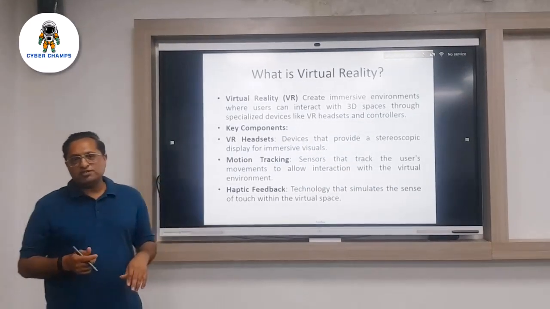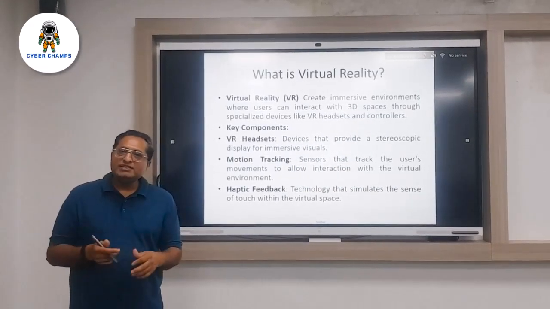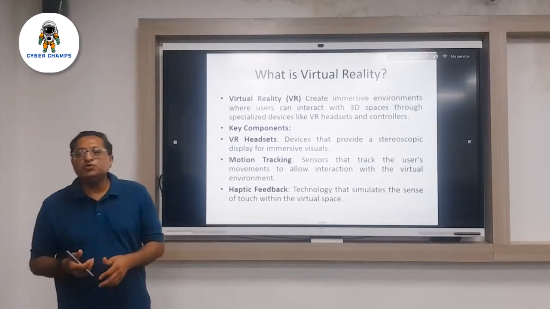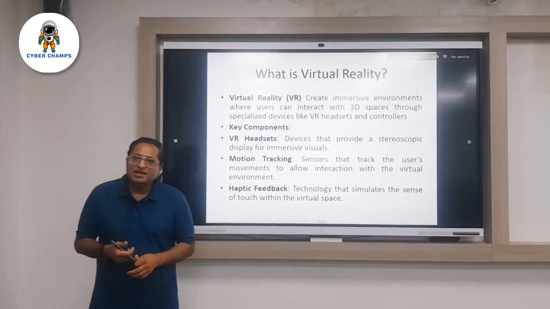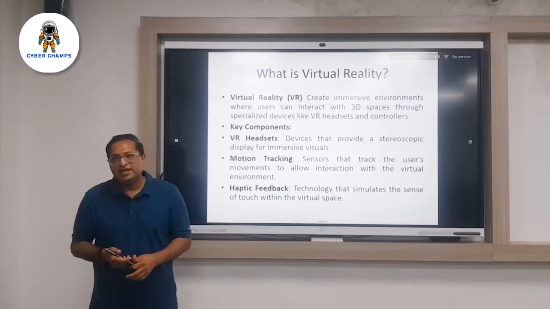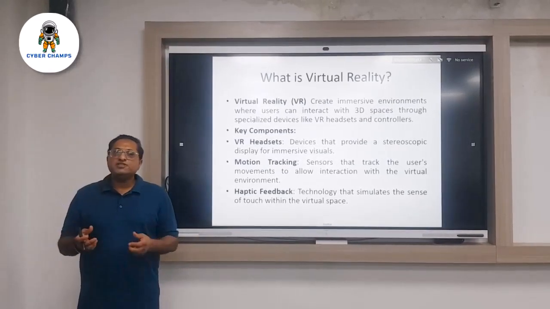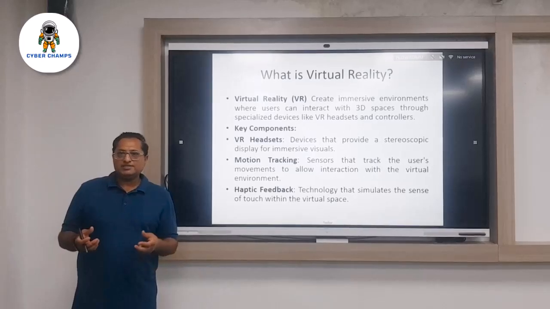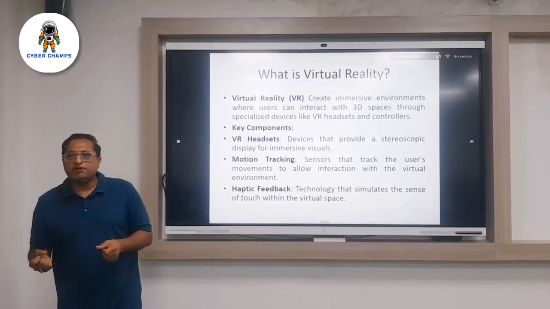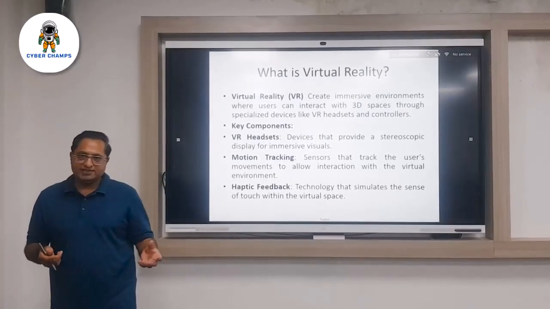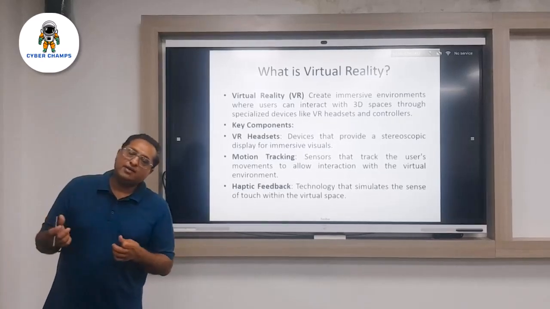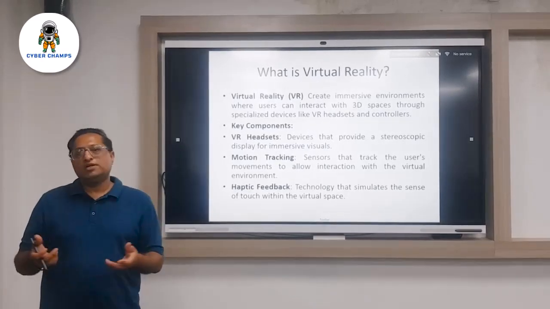First of all, we have to understand what virtual reality is. Virtual reality creates immersive environments where users can interact with 3D spaces through specialized devices like VR headsets and controllers. If we see the key components, the first one is the VR headset. Devices that provide a stereoscopic display for immersive visuals are known as VR headsets, like Oculus Quest 2, and the cheapest version is the Google Cardboard.